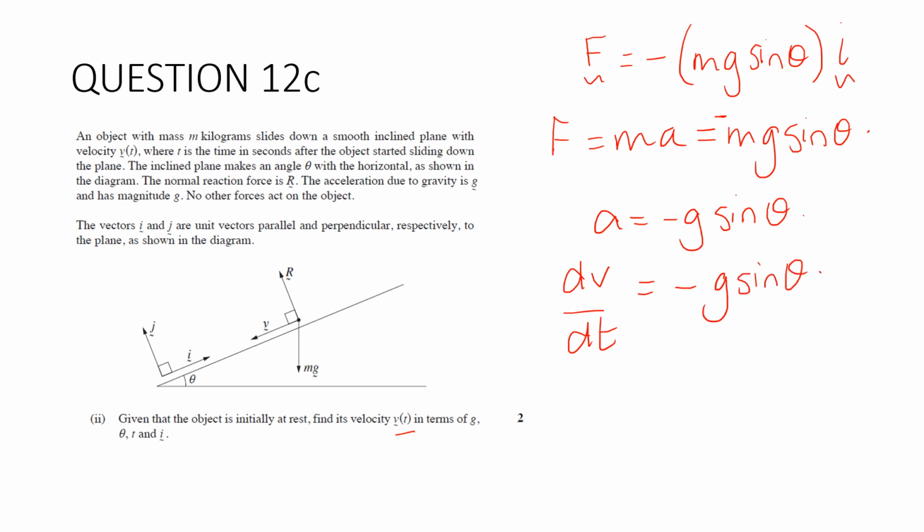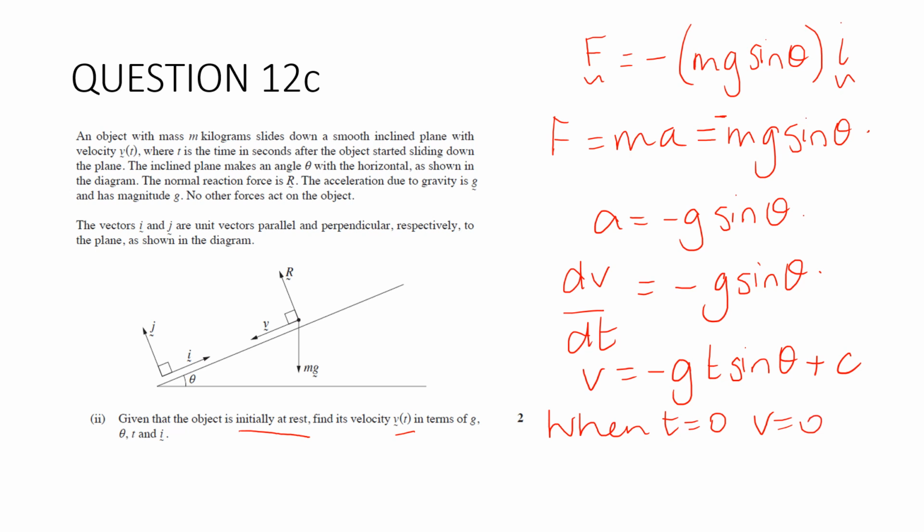v is equal to negative g t sin theta plus C. And we know initially it's at rest, so when t is 0, v is 0, and therefore C is 0. Therefore, v of t is equal to negative g t sin theta i.